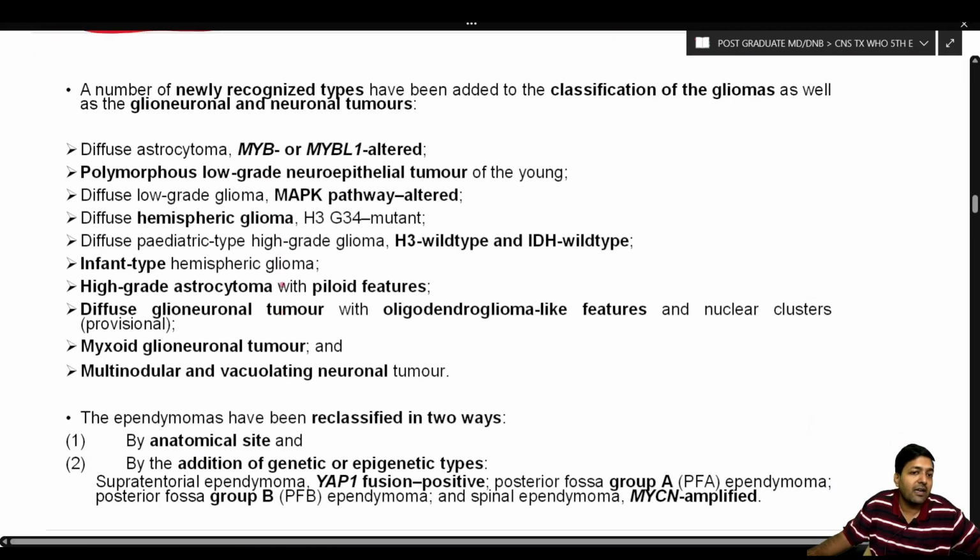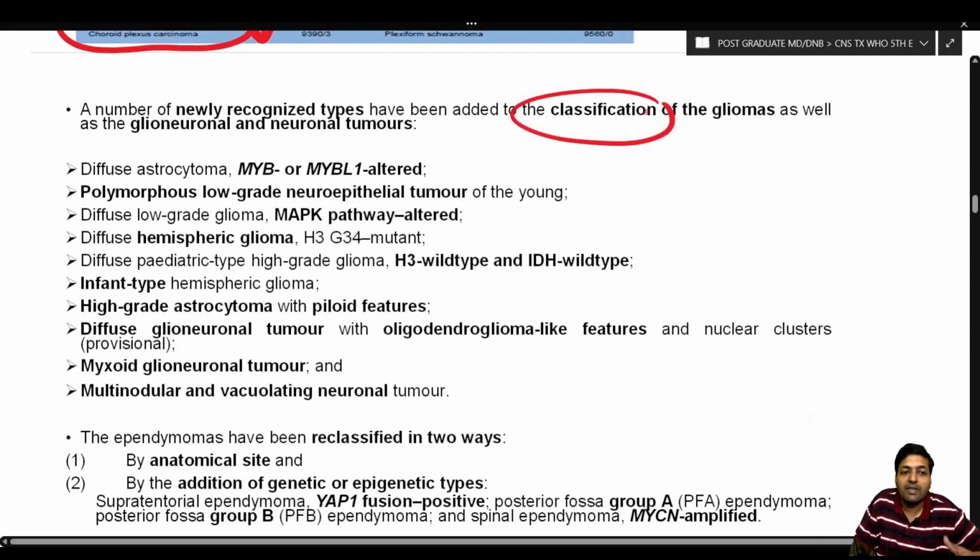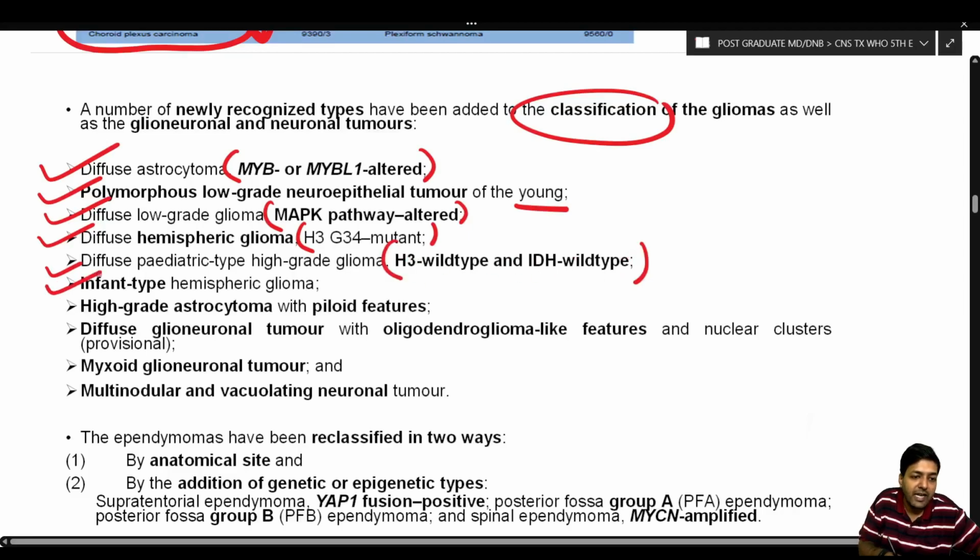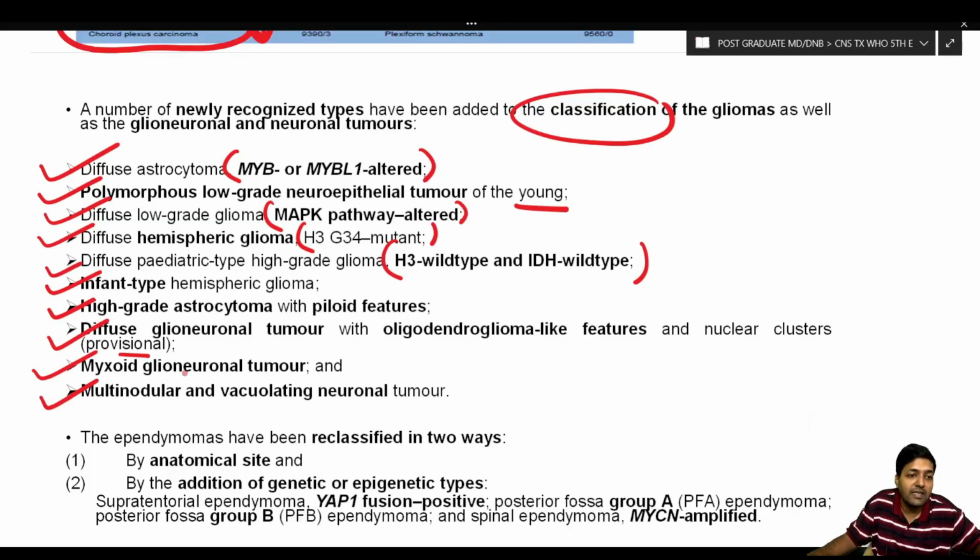Now, a number of newly recognized types have also been added to the classification of gliomas, as I have already mentioned. For example, diffuse astrocytoma MYB- or MYBL1-altered, polymorphous low-grade neuroepithelial tumor of the young, diffuse low-grade glioma MAP kinase pathway altered, diffuse hemispheric glioma H3 G34-mutant, diffuse pediatric-type high-grade glioma H3-wildtype and IDH-wildtype, infant-type hemispheric glioma, high-grade astrocytoma with piloid features, diffuse glioneuronal tumor with oligodendroglioma-like features and nuclear clusters, which is a provisional entity, myxoid glioneuronal tumor and multinodular and vacuolating neuronal tumor. So these are the new entities that have been added to the classification of gliomas as well as glioneuronal and neuronal tumors.